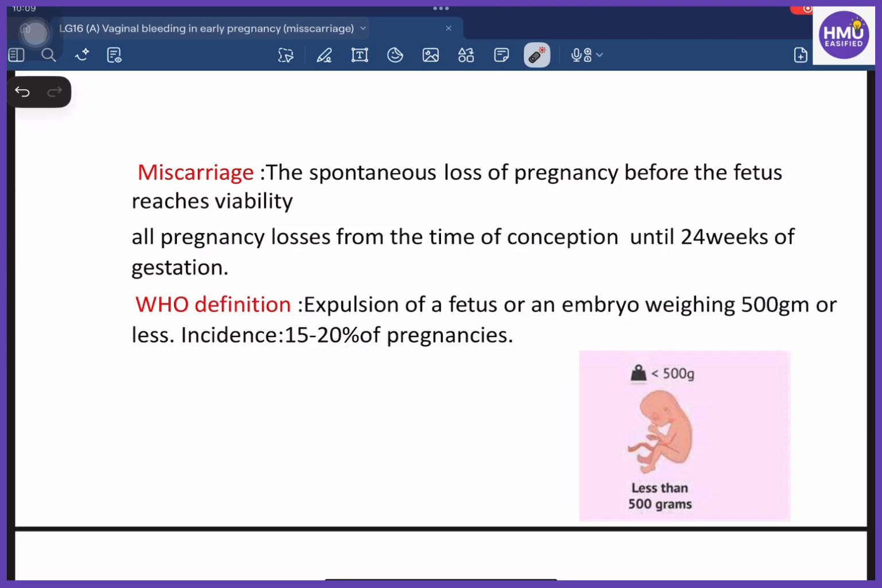Depending on the WHO definition, it's expulsion of a fetus or an embryo weighing 500 grams or less. But in miscarriage we have missed miscarriages, where there is no expulsion of the fetus, so the first definition is better to depend on.